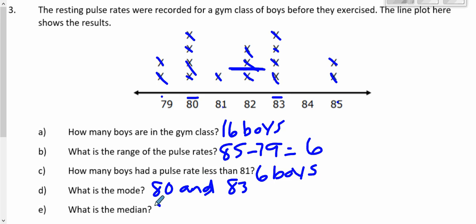Okay, but that's really important because it's really easy to forget what you've crossed off. So I really want you to make sure that you double check that median. I have 8 on this side, 8 on this side. So I am good to go. My median is 82.